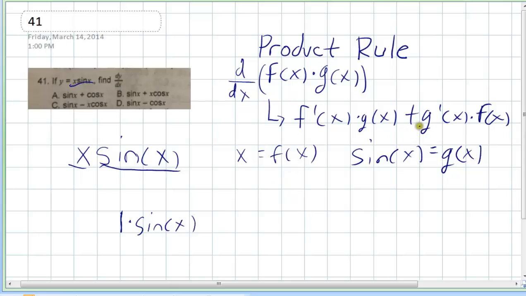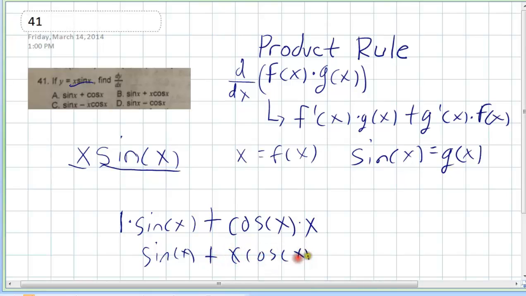Then we add this next part. This time we take the derivative of the second part, which was sine of x. What is the derivative of sine of x? That's cosine of x. And then we multiply it by the first part left alone, so times x. So here we have x cosine x. If I rearrange this, it is the same as sine of x plus x cosine of x, which is the form that you will find it in up here.